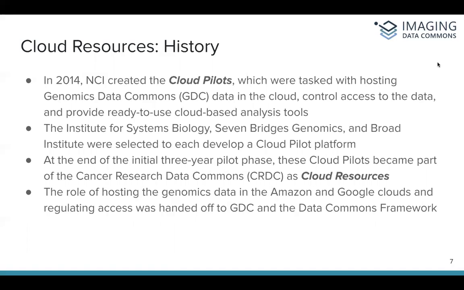One thing that happened was the role of hosting the genomics data was peeled off from the pilots, and that was put into the data nodes, such as the GDC and the other nodes coming online. And access to the data, for controlled access, is handled through the Data Commons framework, which also handles indexing all the data in the CRDC.